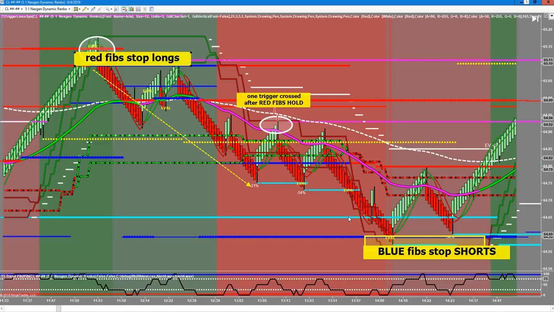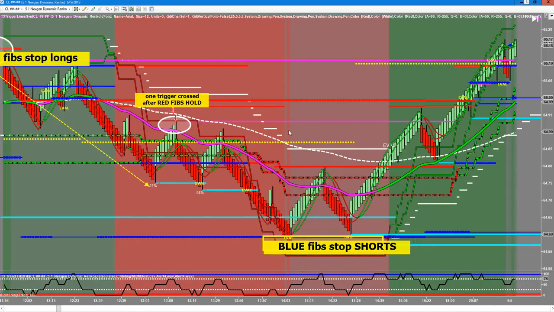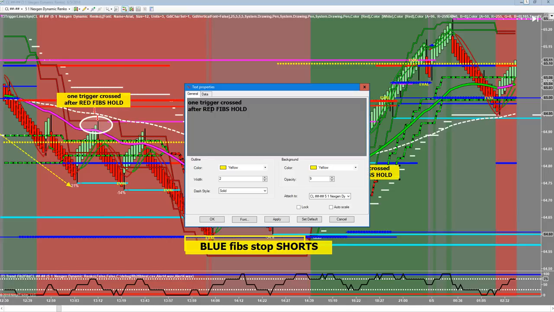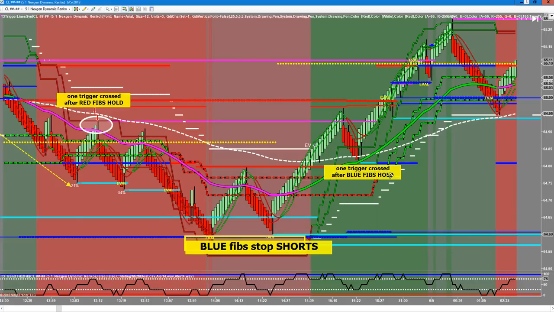Give me a little Y in the room, you understand me. I want to make sure that's clear. Now, blue fibs stopped our shorts. Guess what happens? The opposite. One trigger crossed after blue fibs hold. So you get the opportunity to do one long trade after the blue fibs stop the market. You see it?